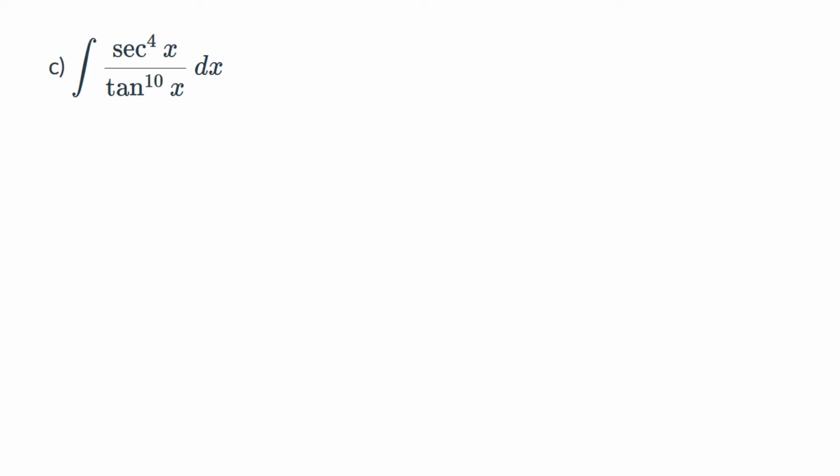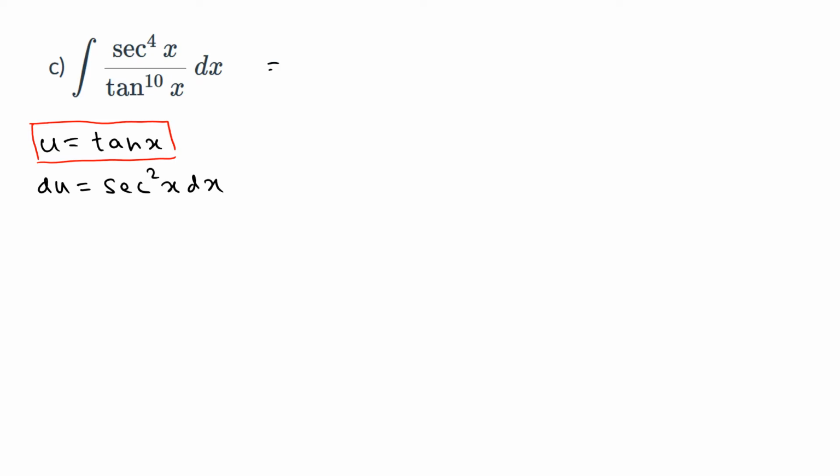So that means the substitution is going to be u equal tan x. And once you do that, you can see that the derivative is simply secant squared x dx. So that tells you what you need to do. So we can isolate a secant squared term and write everything else in terms of tan. That's what we learned. So let's do that.